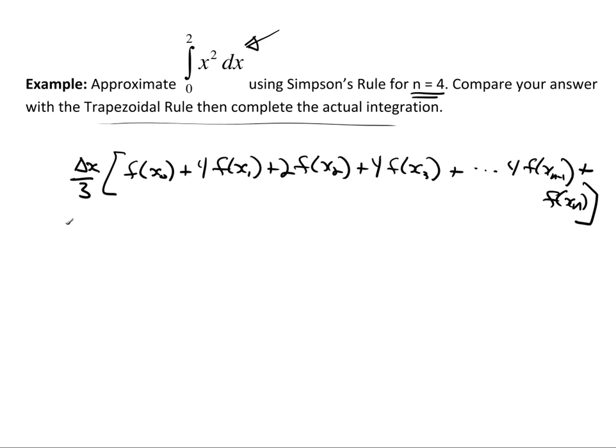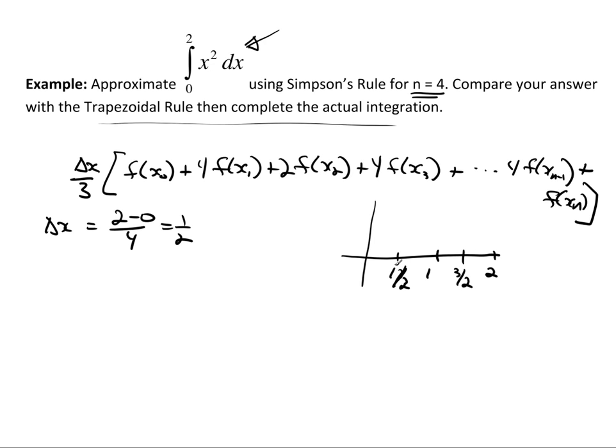So I have n equals 4, and I'm going from 0 to 2. So delta x will be 2 minus 0 over 4. That's a half. Again, what I'm going to worry about is the x-axis. I'm going to 2, n equals 4, so I'm going to have the exact same values for x that I did with the trapezoid rule. And of course, over here, 0.